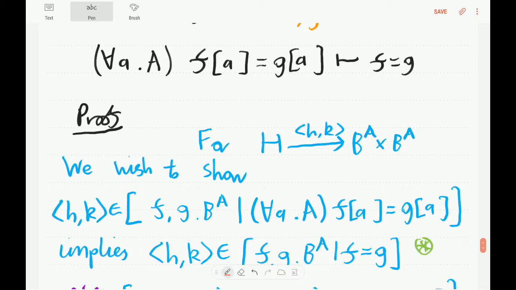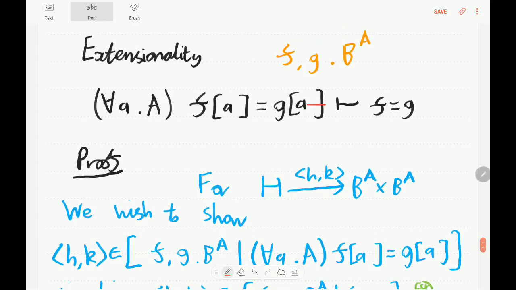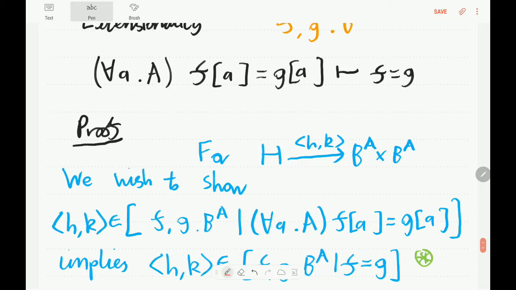Well, by the way, we could also put an implication arrow going the other way around, because this obviously holds when f equals g as well. But anyway, let's not worry about that. The main thing is to show that the left-hand side always implies the right-hand side.